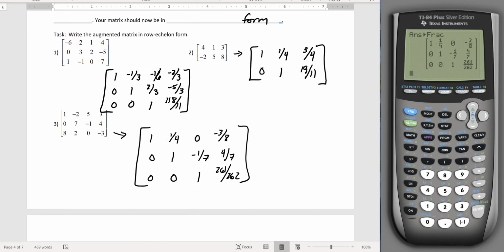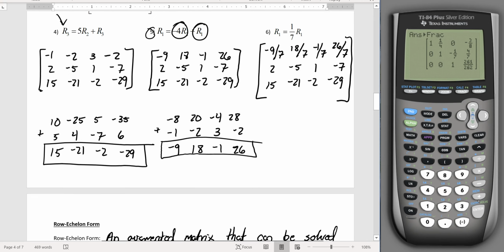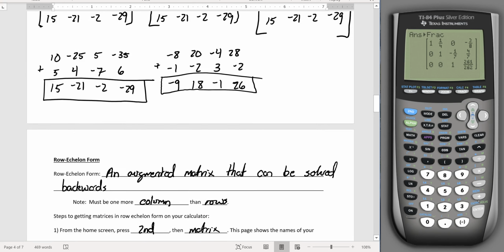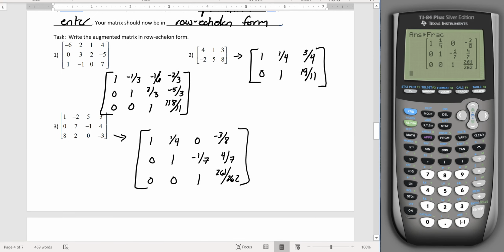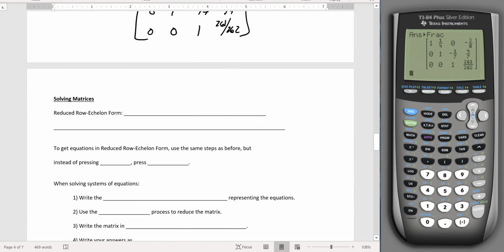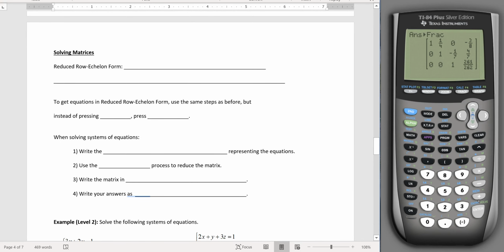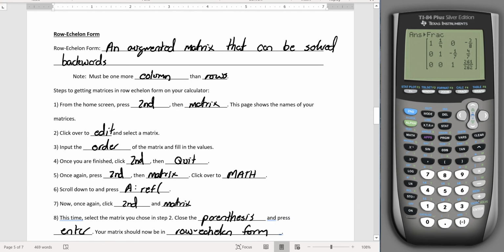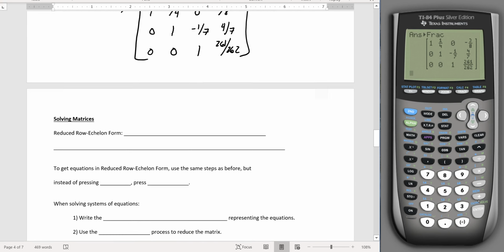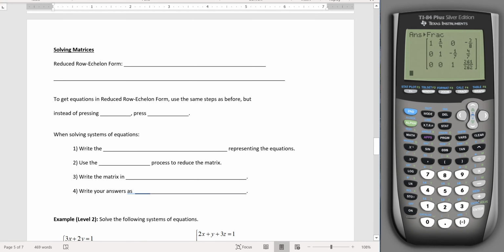All right, so you could use row operations where we add and subtract and eliminate values, right? We use that elimination process to get it to look like this that you can then solve backwards. Once I know z, plug it in for the next equation, figure out y, plug it in for the top equation, figure out x. Or there's another way which is much easier because that just sounds exhausting, all right? And to do that is reduced row echelon form. So row echelon form was an augmented matrix that could be solved backwards. Reduced row echelon form is an augmented matrix that identifies the value of each variable.